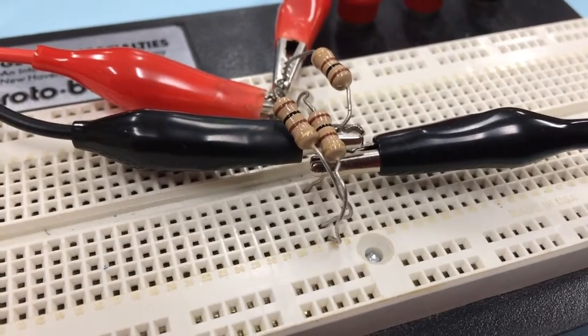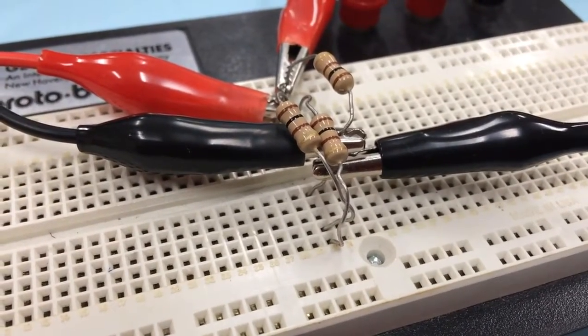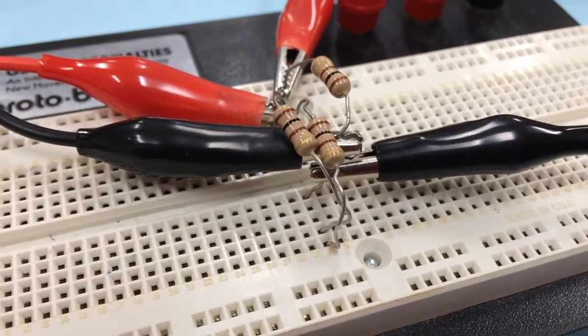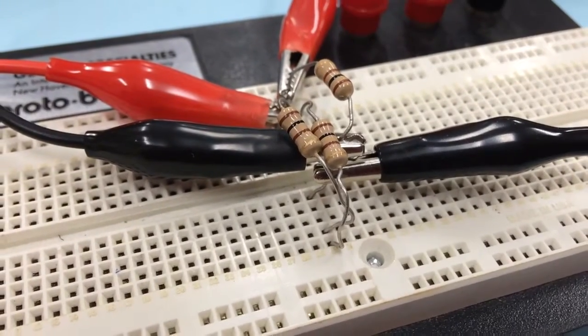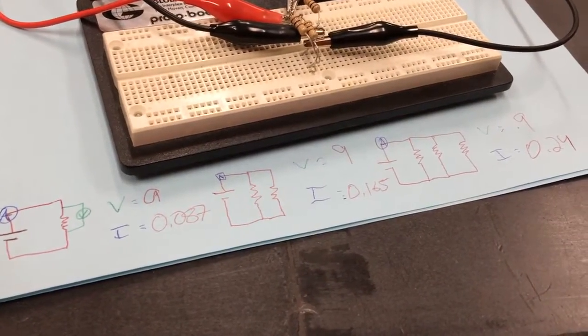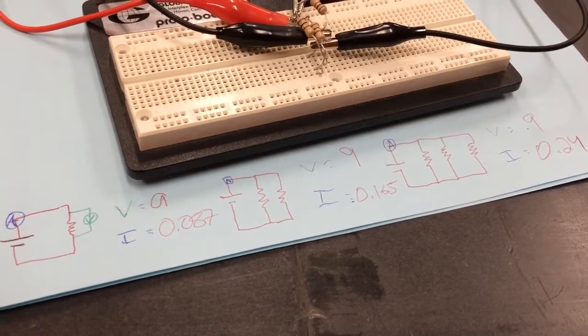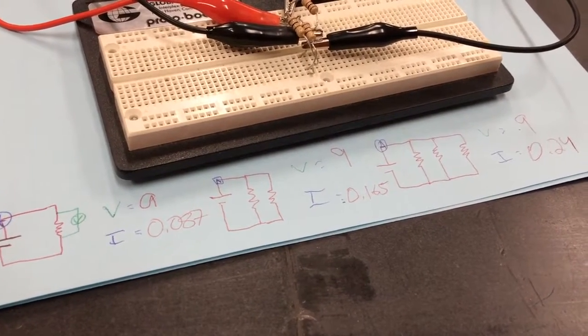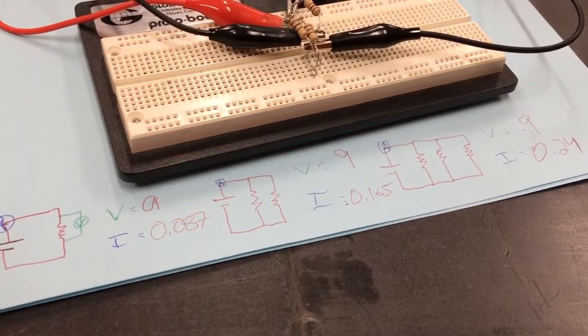And again, just think of each resistor as a highway. And as you open up new resistors, there's more paths for current to flow. If we look at our data, it bears that out. The voltage stayed the same in each case, but the more resistors I added, the more current flew through the power supply.